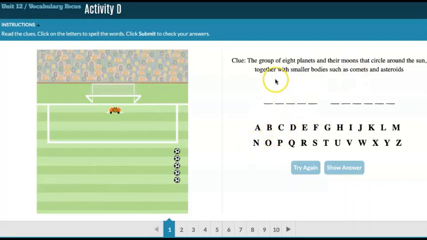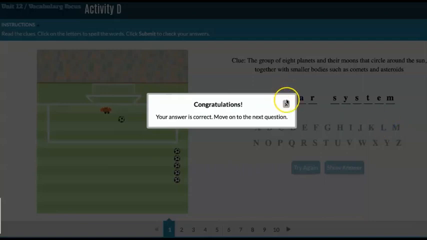Which is the best answer? Clue: the group of 8 planets and their moons that circle around the sun, together with small bodies such as comets and asteroids. Could be an S. Yes. O. O. What an L? Yes. Yes, come on, it's really easy. R. Y. T. E. M. Excellent, guys. How many goals?